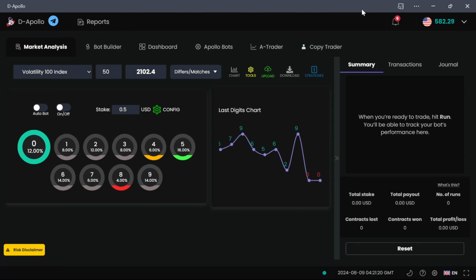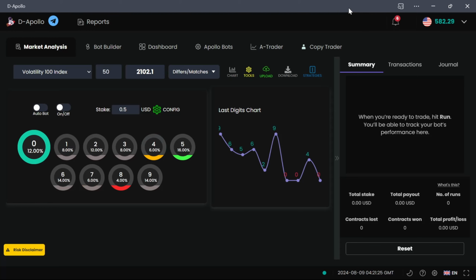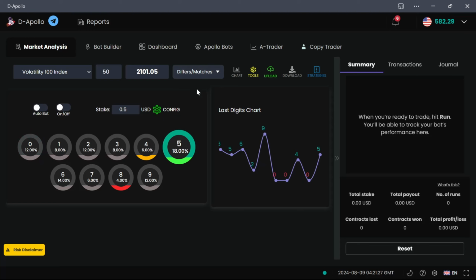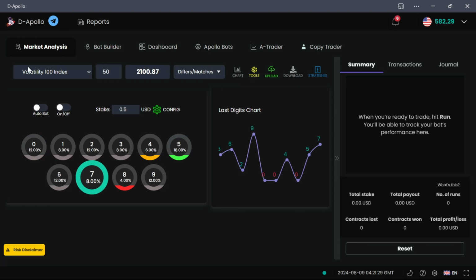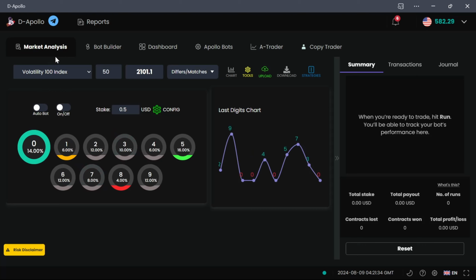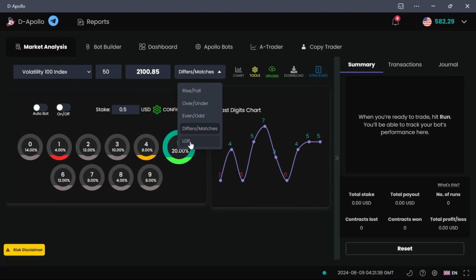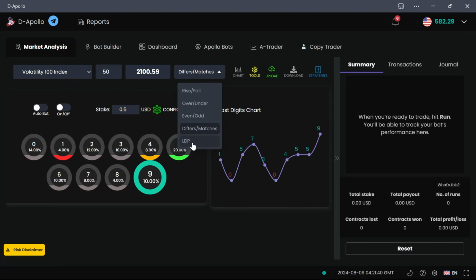Basically, to use the LDP, you have to go to app.d-apollo.com, and when you go to app.d-apollo.com, you come to the tab where it says market analysis. When you come to market analysis, you can freely navigate to the LDP tool. It's here, LDP tool.